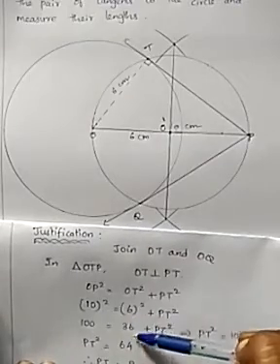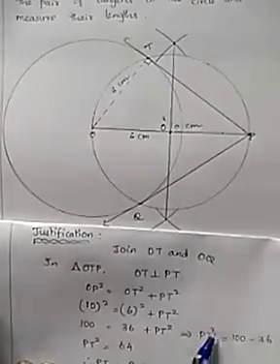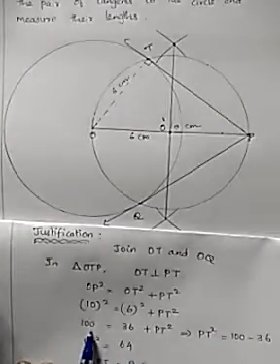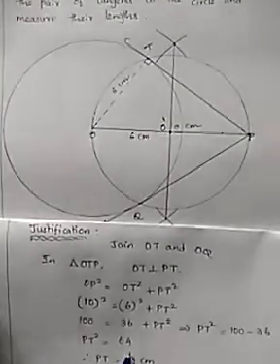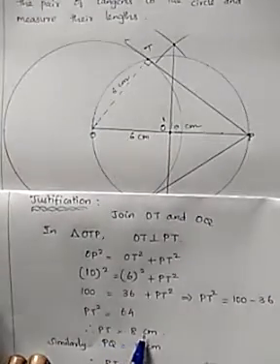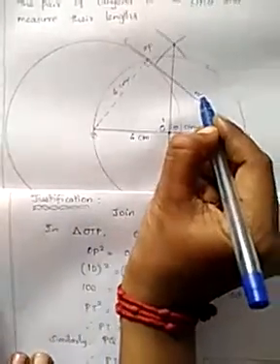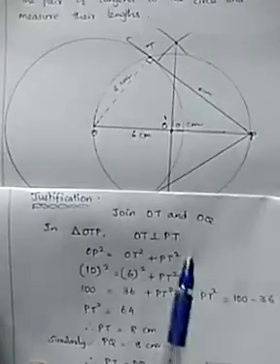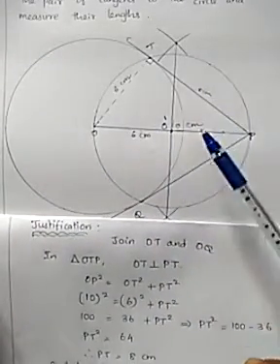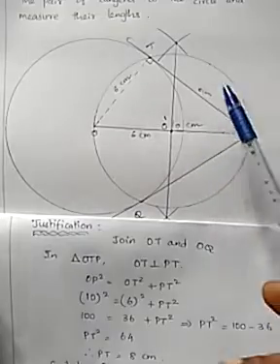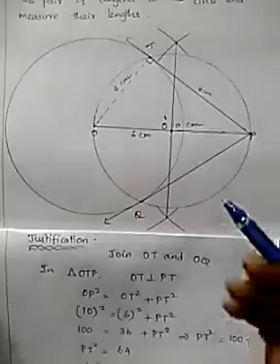So 100 equals 36 plus PT squared. We need only the PT squared value. Then rearrange: 100 minus 36 is 64. PT squared equals 64. Therefore, PT equals 8 centimeter. Both tangents have the same length. So PT is 8 centimeter, therefore PQ is also 8 centimeter.